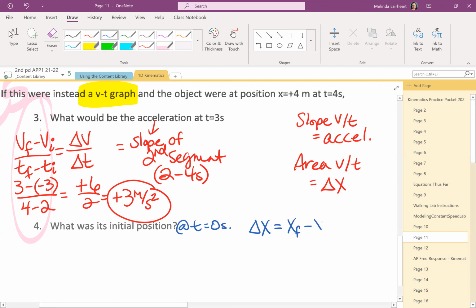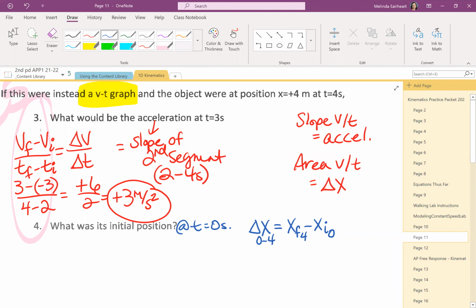Right, final position minus initial position. And so 0 seconds is mentioned, so I'm going to call that the initial. And then if you go back up to that prompt, they give you 4-second position, which also happens to be positive 4. So I'm going to say 4 is our final position. So I need the area 0 to 4. It has to coincide.